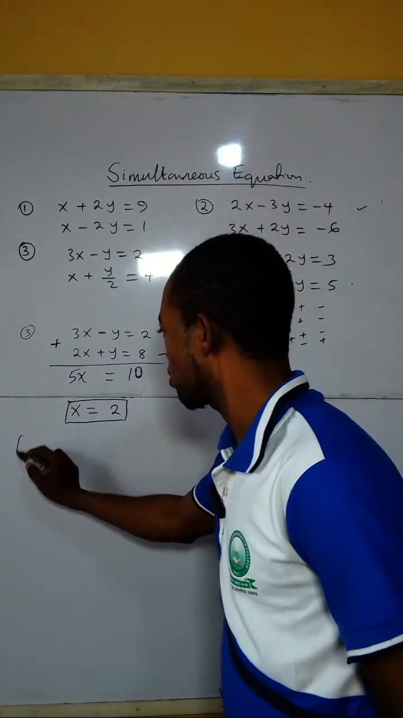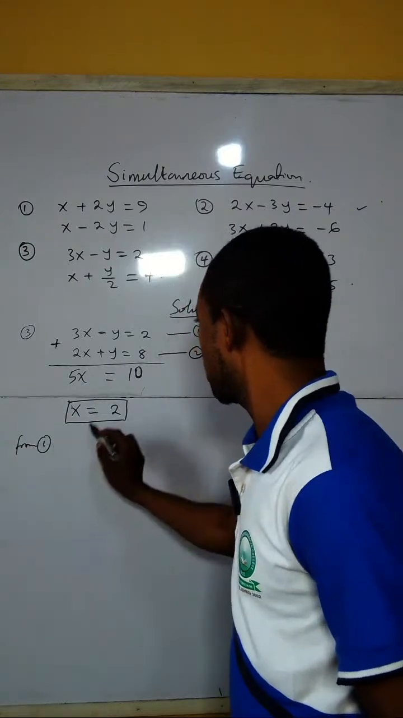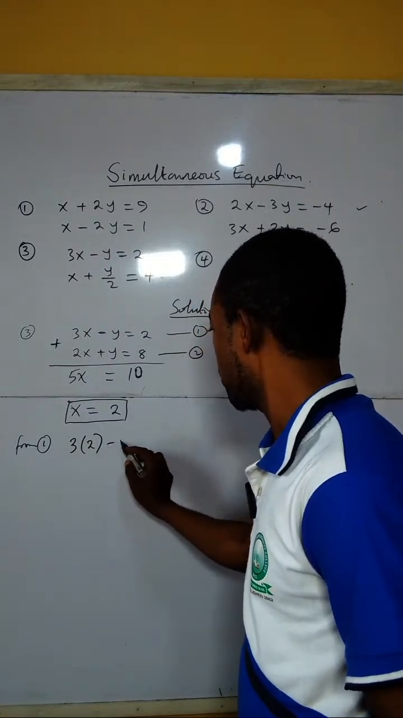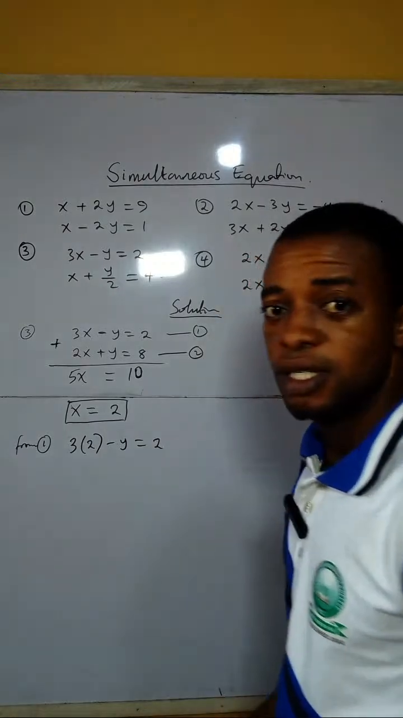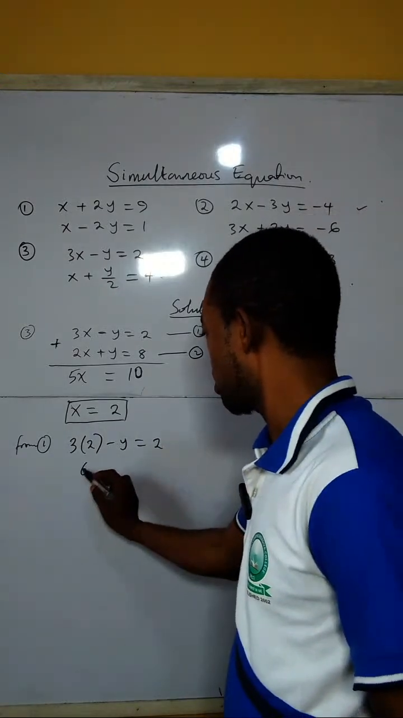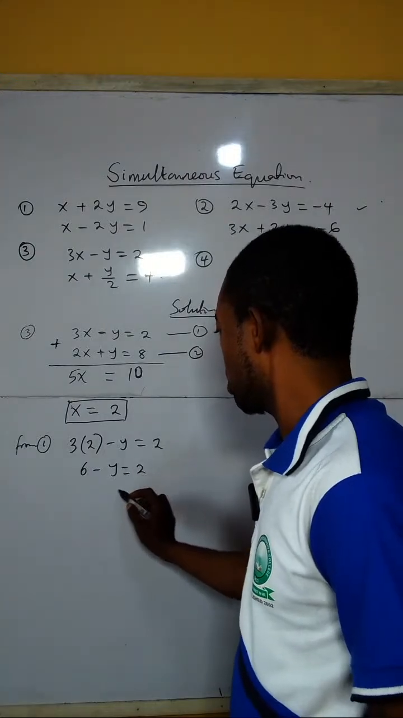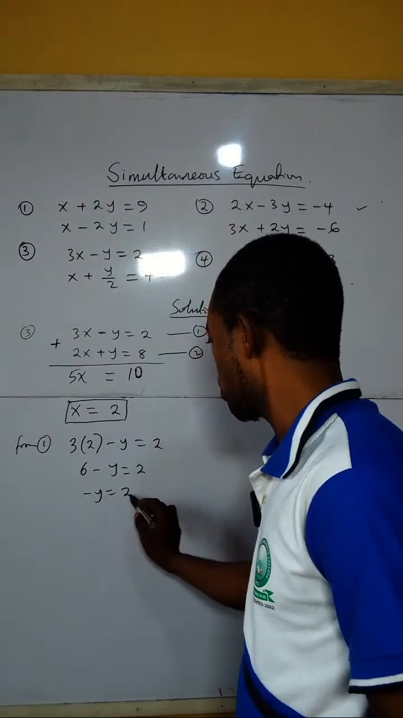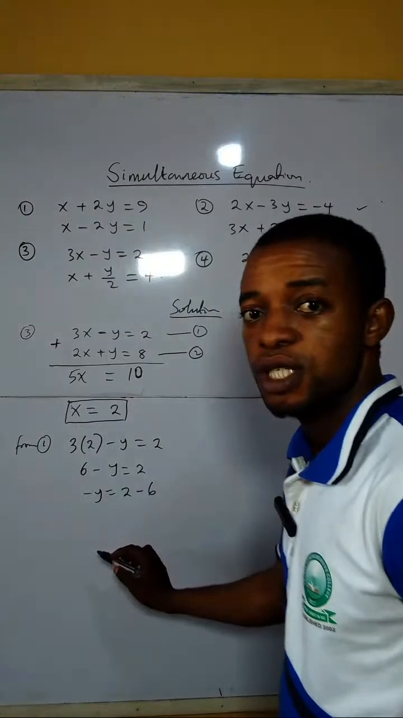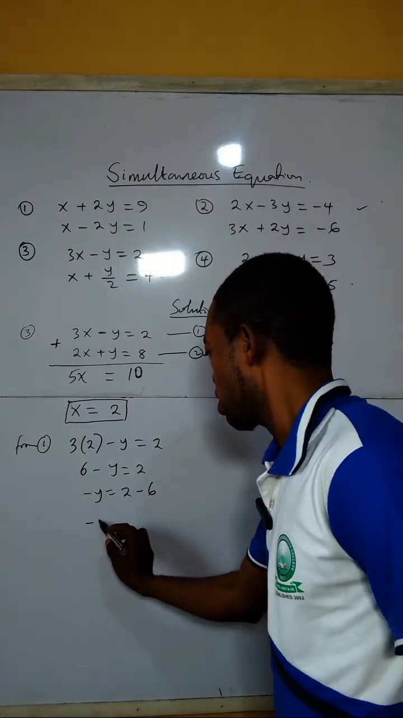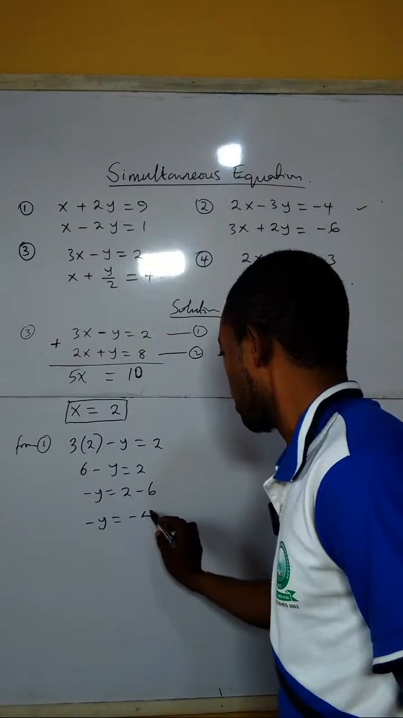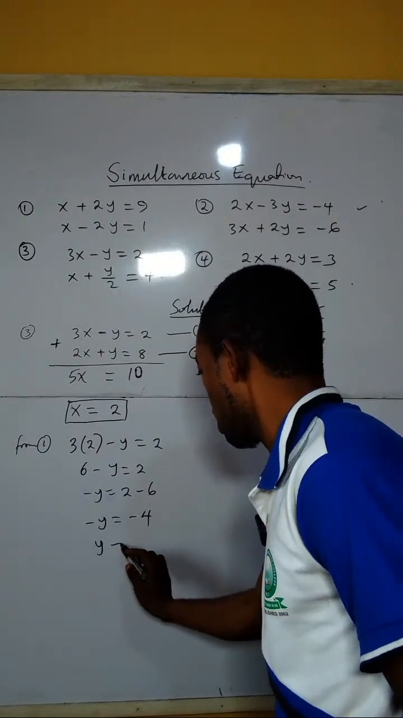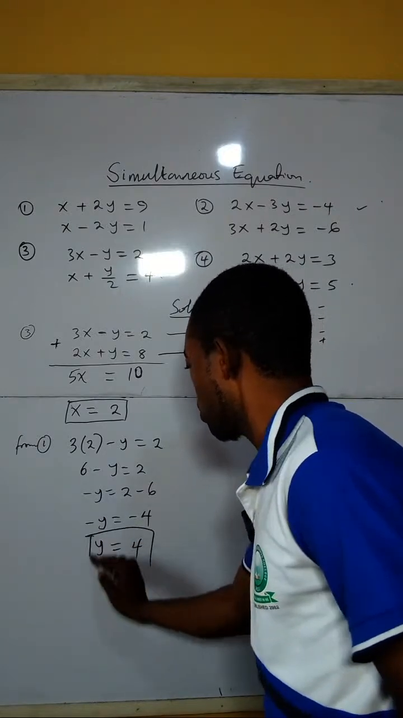Now from equation 1, which is 3x, that will be 3 times x, that's 2, minus y equals 2. This becomes 3 times 2, that's 6, minus y equals 2. Then taking 6 to the other side, we have minus y equals 2 minus 6, which implies minus y equals minus 4. Then multiply through by minus, this becomes plus y equals plus 4. So y equals 4 and x equals 2.